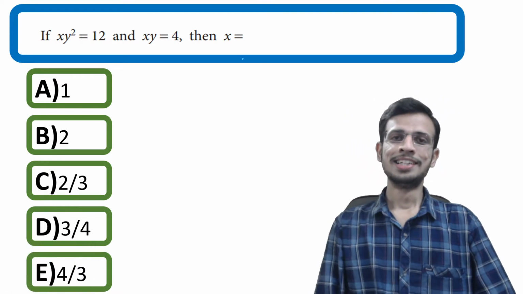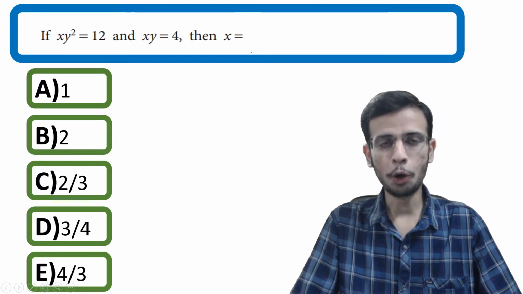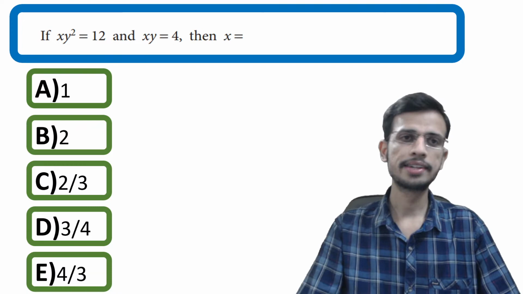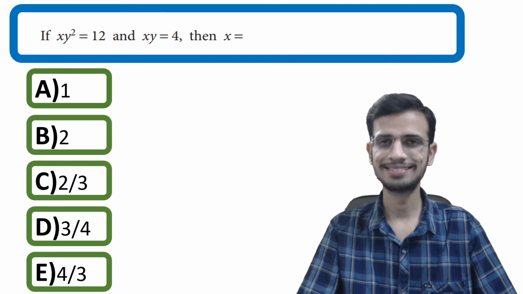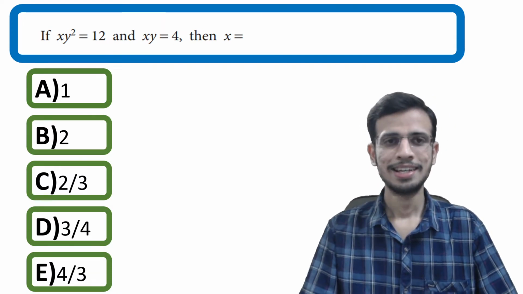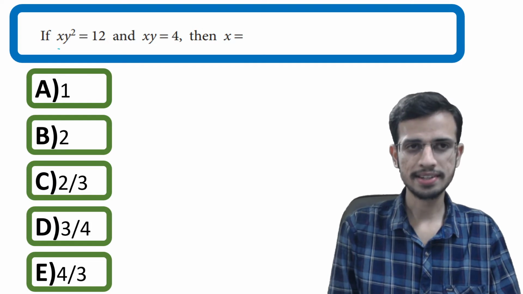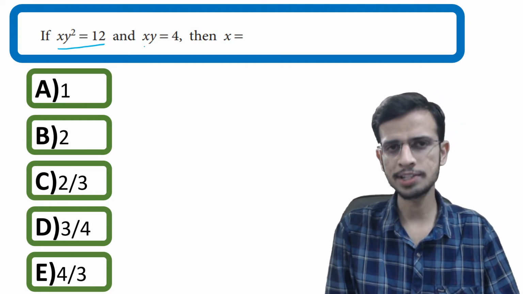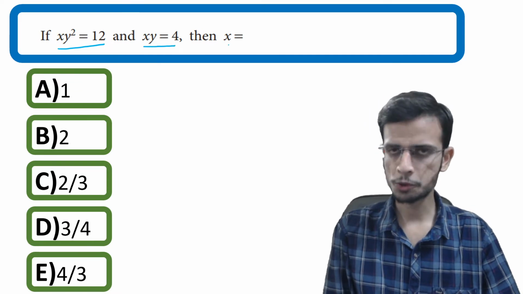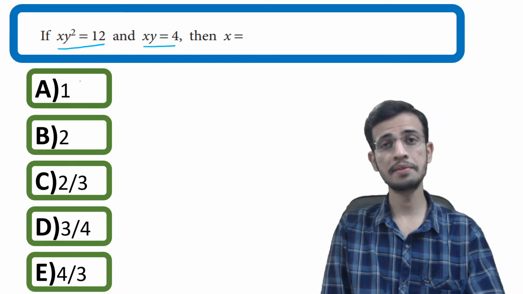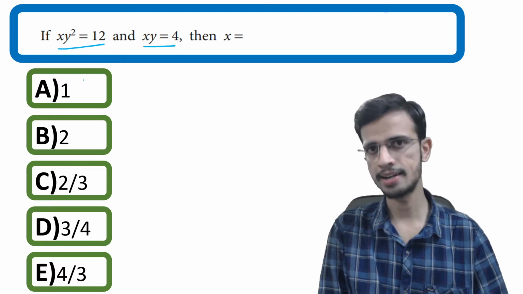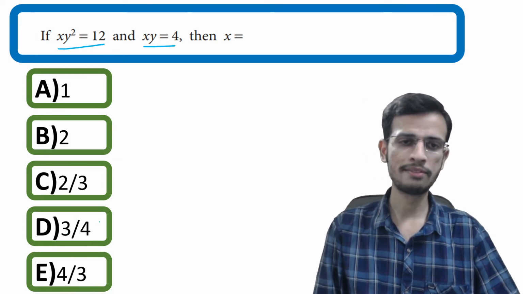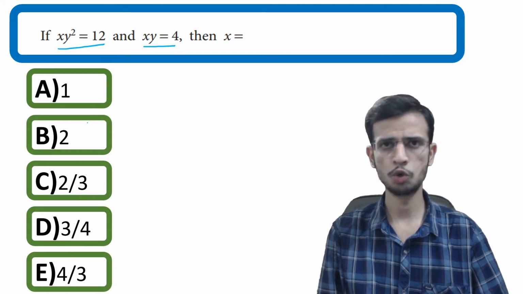Here is your very first question on your screen. You can pause the video, get your answer, and then I will discuss a quick solution of this question. We are given 2 equations: x into y square equals 12 and x into y equals 4, and we are supposed to find the value of x. There will be 5 options A, B, C, D and E. So be careful while choosing the answer: 3 by 4, 4 by 3, 2 by 3, 2 and 1.